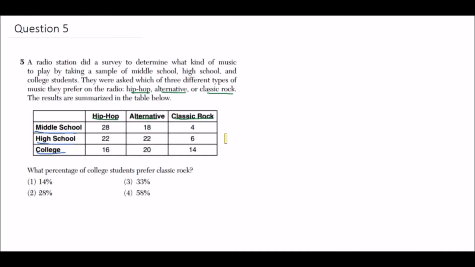The question is, what percentage of college students prefer classic rock? And a percentage is just a proportion. So to get the percentage, we do the part over whole. That would give us a decimal answer, and then we multiply by 100 to get the percentage value, because percents are out of 100. So what percentage of students, college students, prefer classic rock?